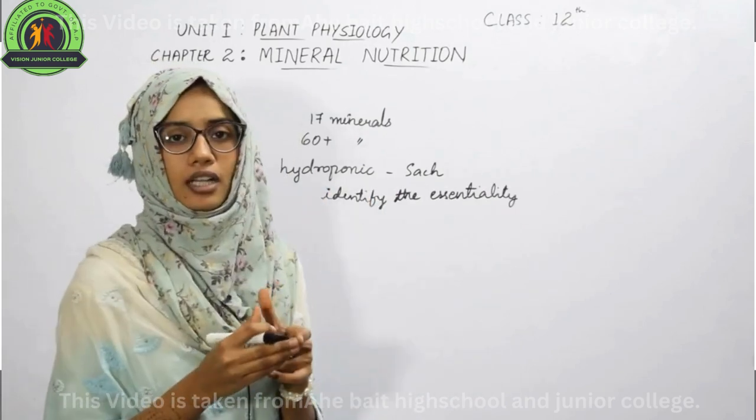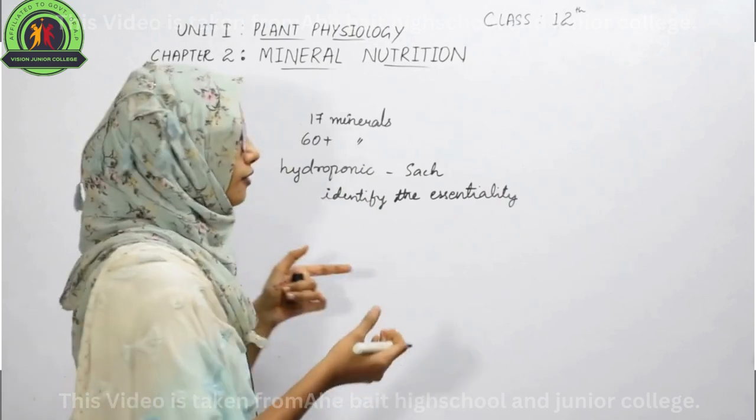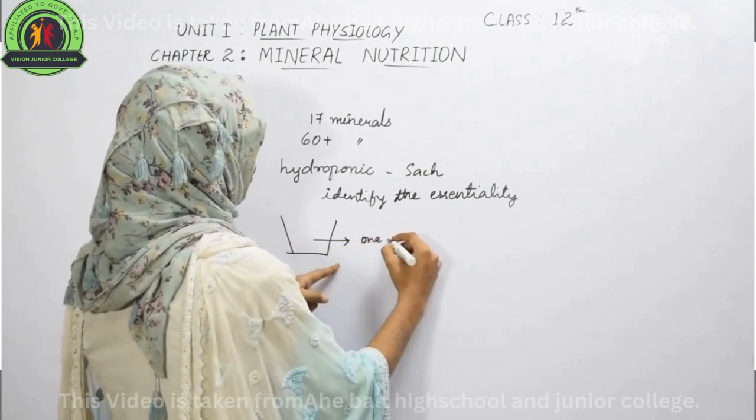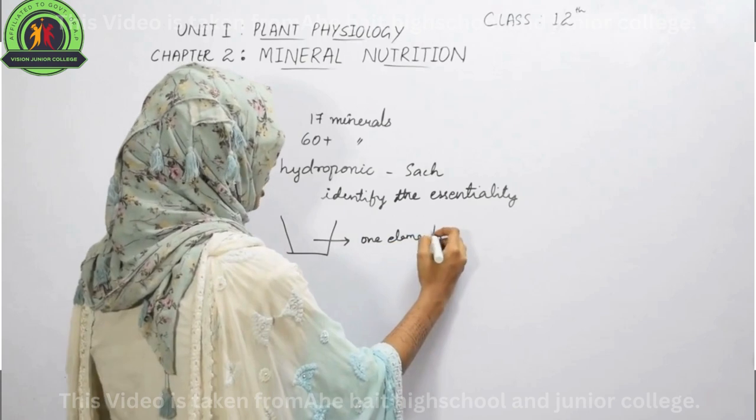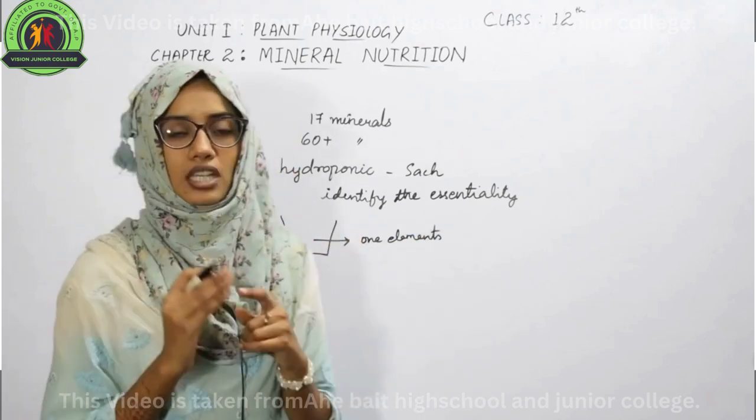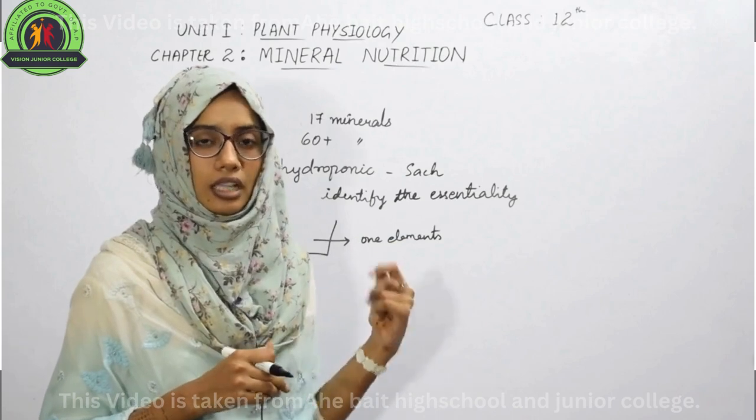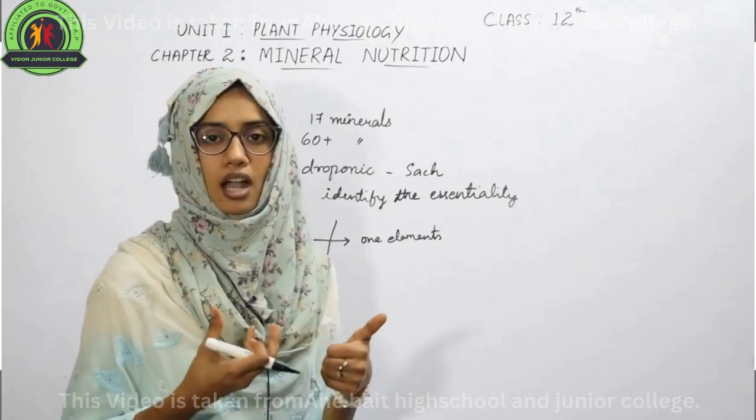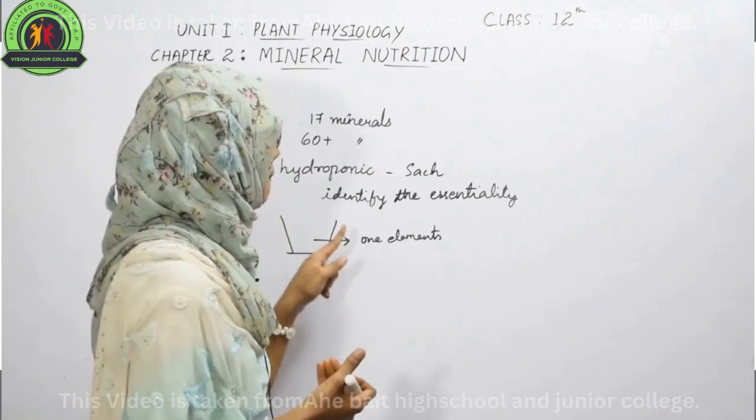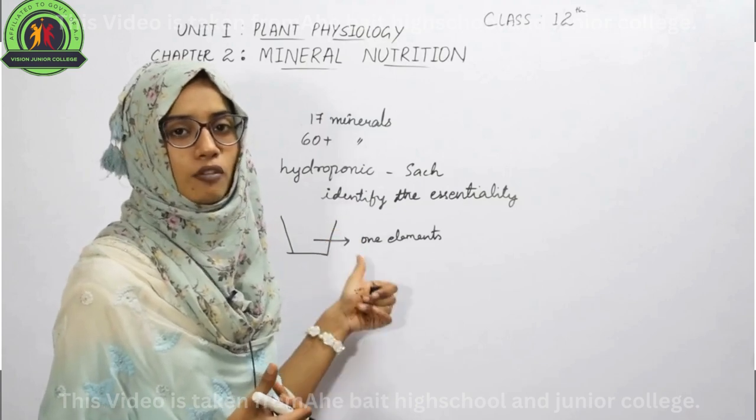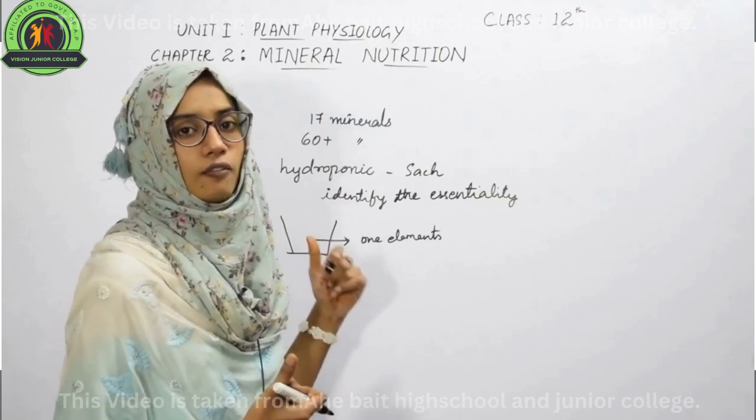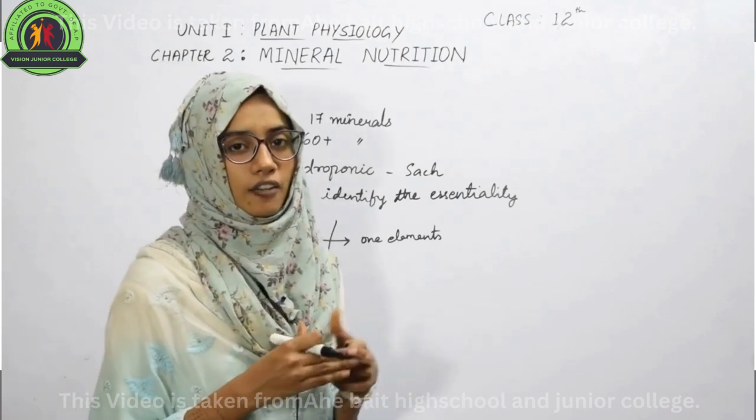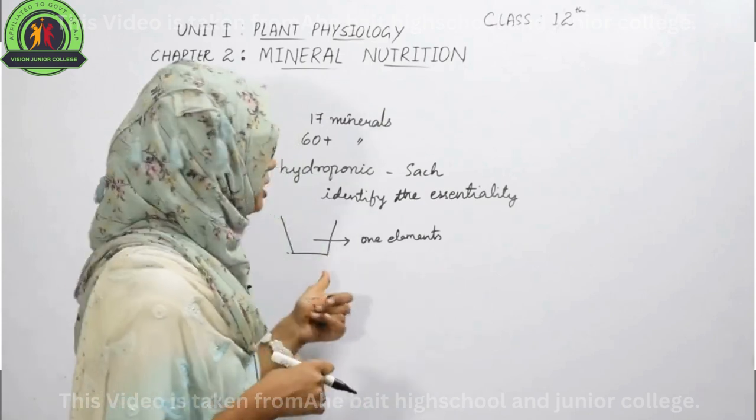So this hydroponic technique is used to identify the essentiality. If we take a nutrient solution and keep the plant in that, and that nutrient solution does not contain one element out of these 17 minerals, then we see the deficiency symptoms in the plant body. Those deficiency symptoms are going to be observed due to the absence of this particular element. So due to the missing of this particular element in the nutrient solution, we can conclude that this element is essential to cure the deficiency symptom which was observed.